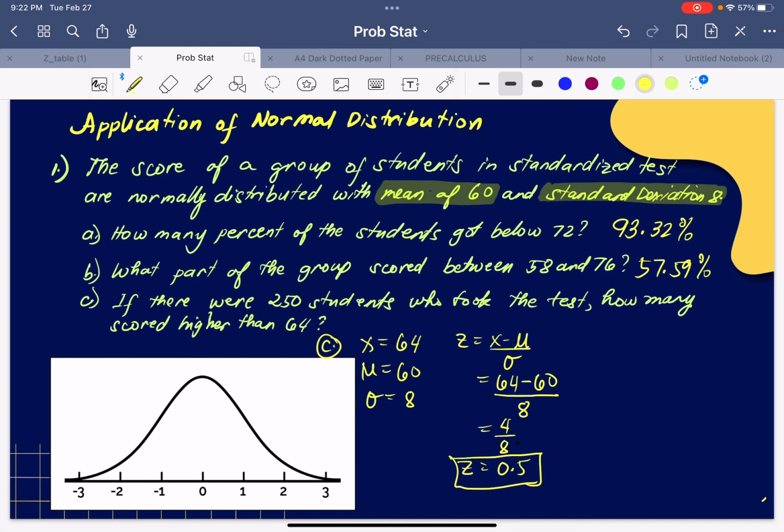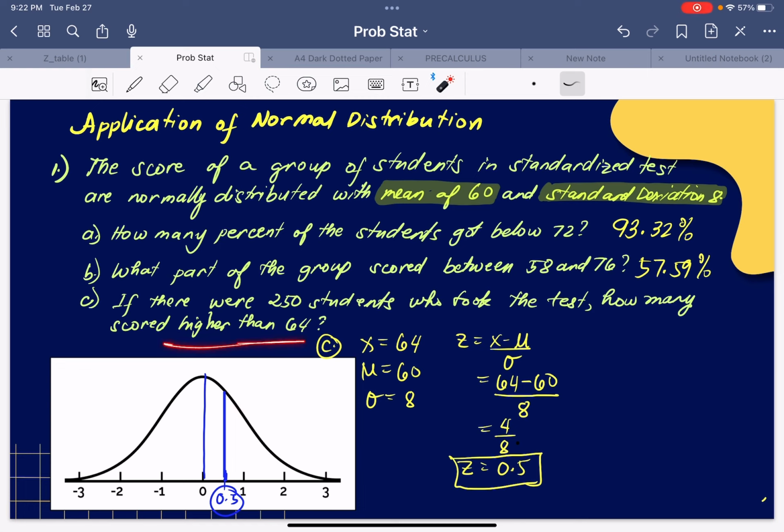Then after that, graph now under the normal curve. So 0.5 is located here. So in the problem, there were 250 students who took the test. How many scored higher than 64? So alamin muna natin kung ilang porsyento. Percent muna. 64 is equivalent to 0.5 in the normal score or z value.